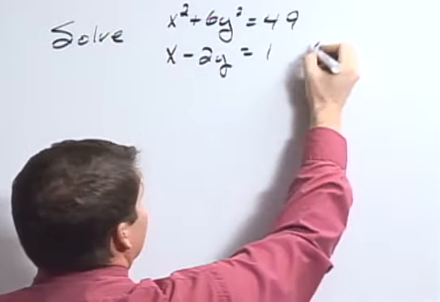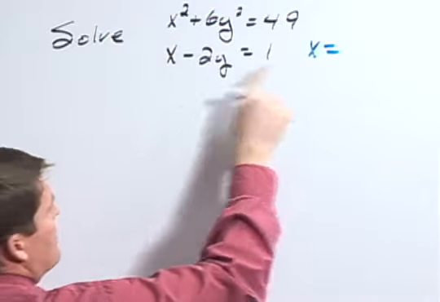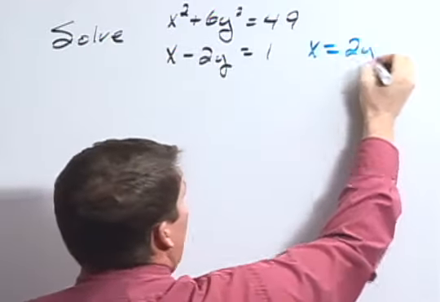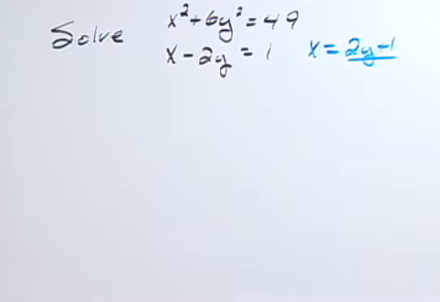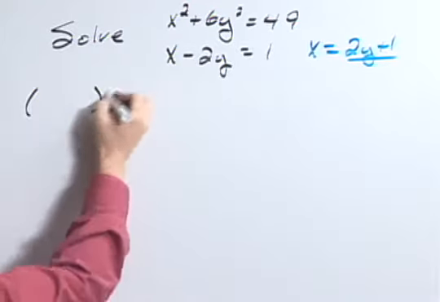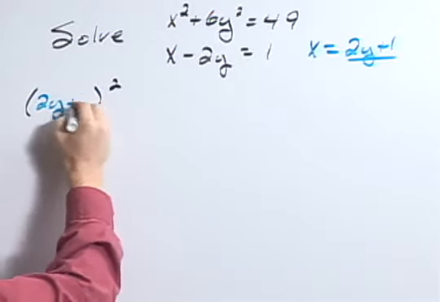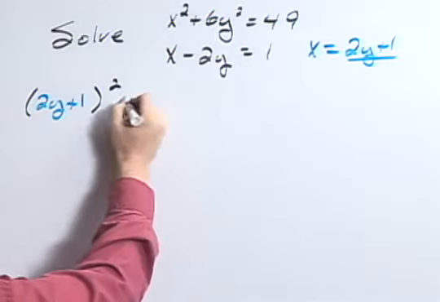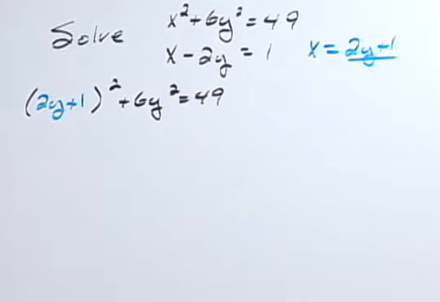So let's rewrite this as x equals, notice I can add 2y to both sides, so x would equal 2y plus 1. Let's substitute this into our first equation. So instead of x squared, it would be (2y plus 1) quantity squared. Now for the rest of it, plus 6y squared equals 49.